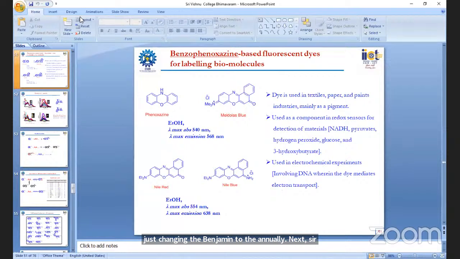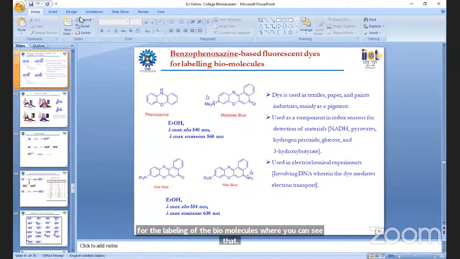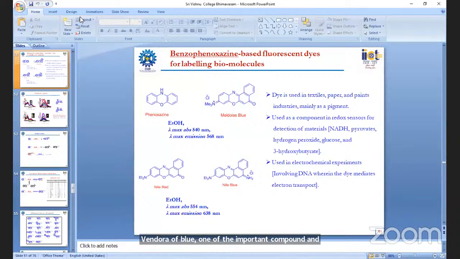Why are you making this compound? Anybody can ask me, sir, what is the reason you people are making this compound? Benzophenoxazines are very important compounds for making fluorescent dyes for the labeling of biomolecules. Meldola blue is one important compound, and phenoxazine is another, which exhibits a lambda maximum at 540 nanometers and an emission at 568 nanometers.